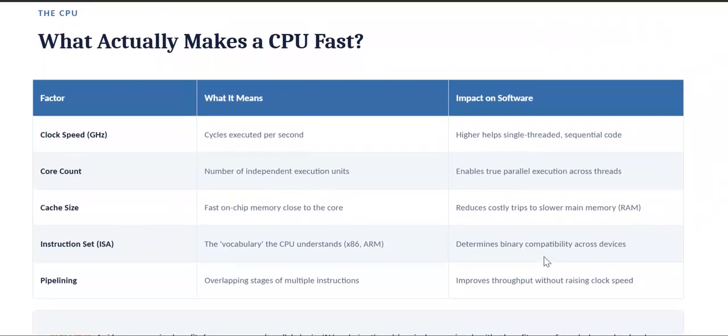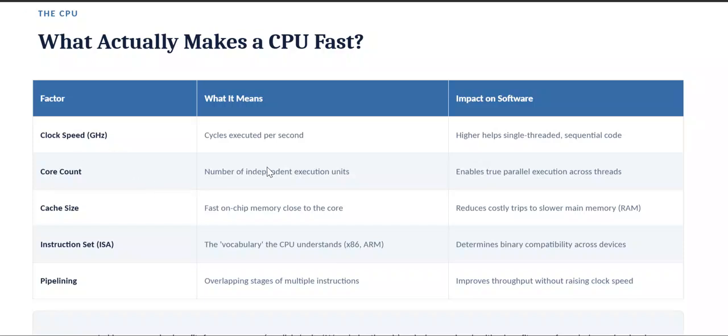Now the CPU. What actually makes the CPU fast? These are the factors that make the CPU fast, what each one means, and its impact on software. The clock speed is the cycles executed per second. A higher clock speed helps single-threaded, sequential code.